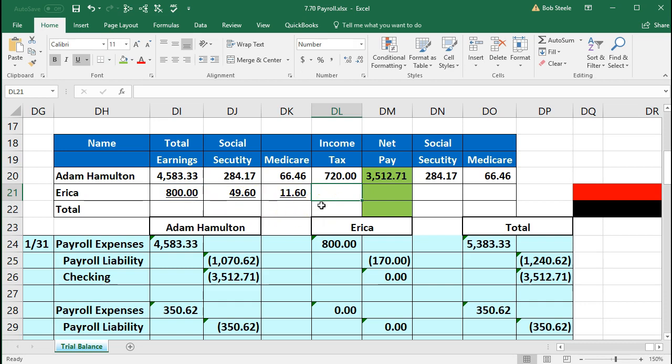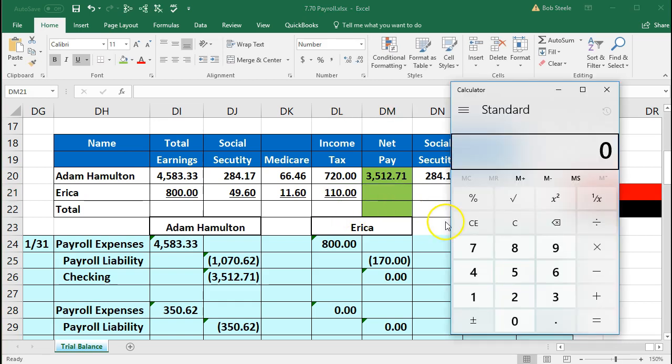I'm not going to calculate the income tax because, again, we'd need marital status, we'd need how much was earned, we'd need how often we pay, which is monthly, and then we need to look it up in a table. So we're going to say that this is just going to be what it is, which is going to be, we're going to say 110. So if we were to calculate the net pay, then we're going to say Erica earned $800, and then 49.60 was taken out for Social Security, 11.60 was taken out for Medicare, and 110 was taken out for Federal Income Tax, FIT, to give us a net check of $628.80.